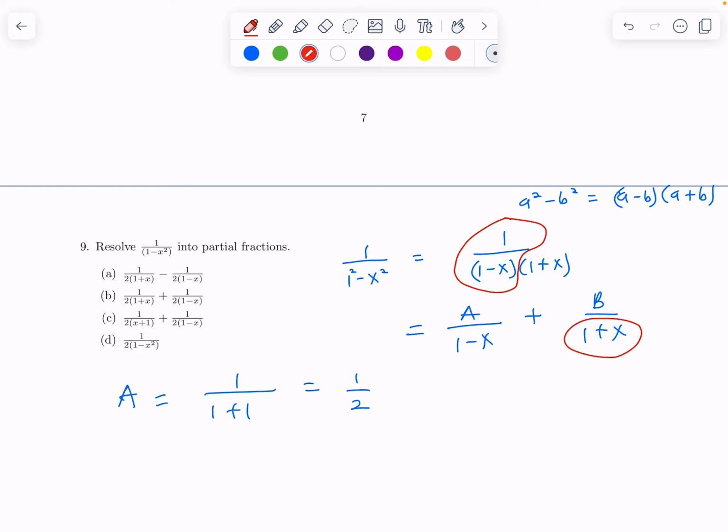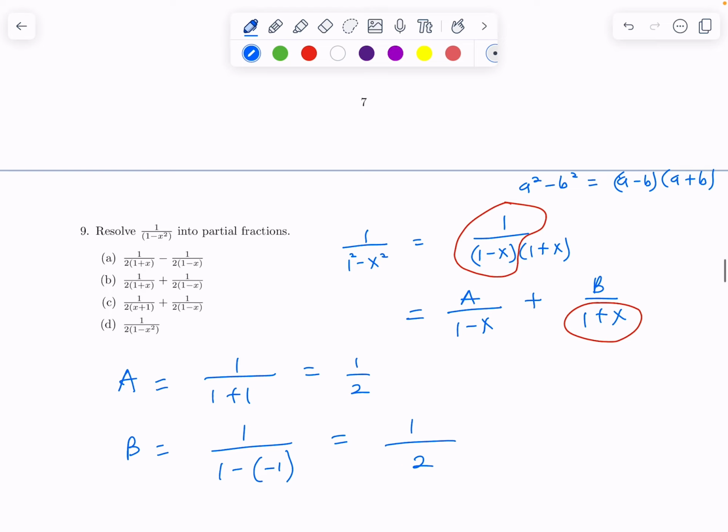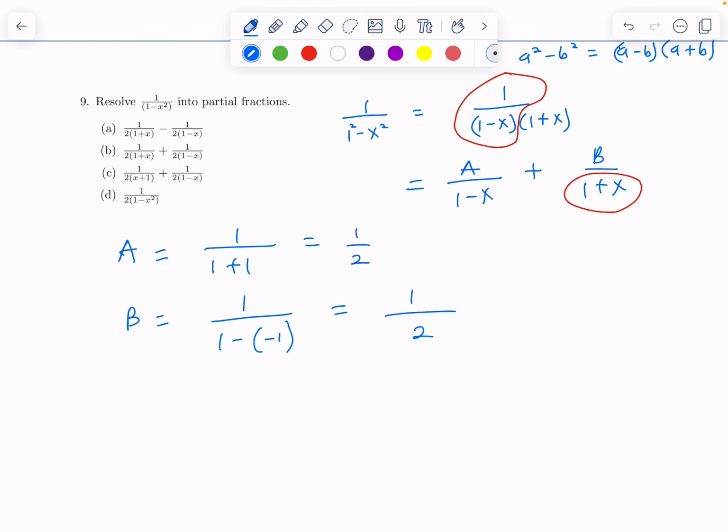If I plug in negative 1 into this part, my B is going to be 1 over 1 minus negative 1. So this is going to be 1 over 2, because 1 minus negative 1 is 1 plus 1, and that's 2. So my A is 1 over 2 and my B is 1 over 2. So 1 over 1 minus x squared is going to be 1 over 2, 1 minus x, plus 1 over 2, 1 plus x, and that's it.